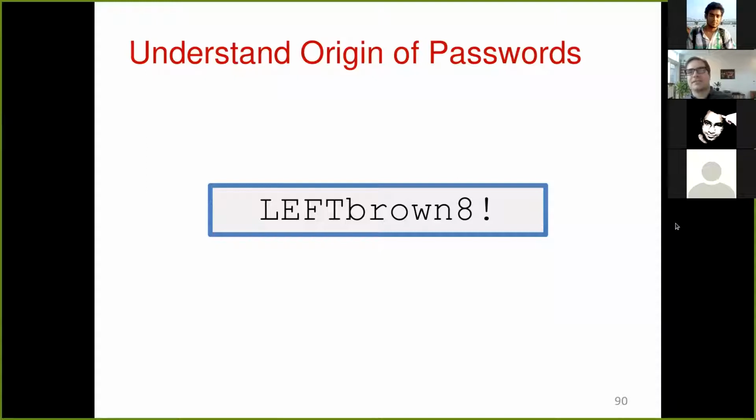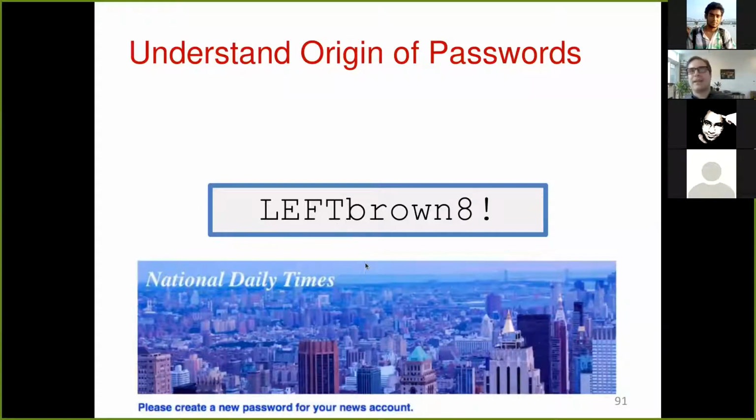So this is the value of doing this study in the lab, where we had people make passwords in different contexts, watched what they were doing, and then asked them what they did. This particular password was for a fictional National Daily Times website. This person saw a building on the left, and said, oh, it's a little bit left of center and it's a brown building, so I'm going to make it leftbrown. And I'm going to use capital letters because I should have capital letters, because that makes a secure password. Then I have to pick a number and a symbol, and I'm going to pick the two that look most like the building. It's a tall building, and 8s are kind of tall and skinny, and so are exclamation points.